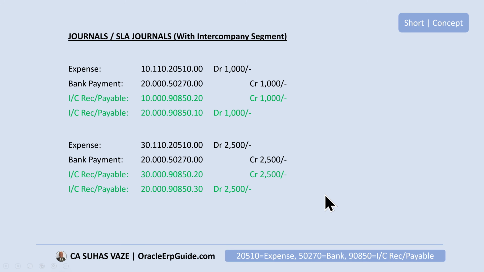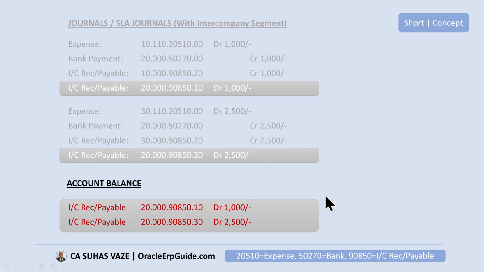So at the end of the month, when we take up the balances, we get to see two different accounts. So it maintains separate account combinations for each intercompany receivable payable accounts in relation to the other group companies. Receivable from 10 is 1000, receivable from 30 is 2500. That is how we get a breakup of intercompany receivable and payable accounts.